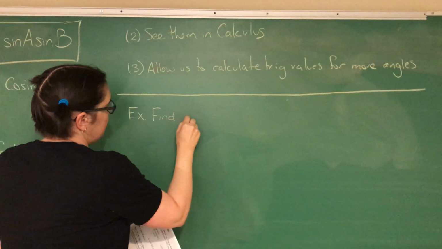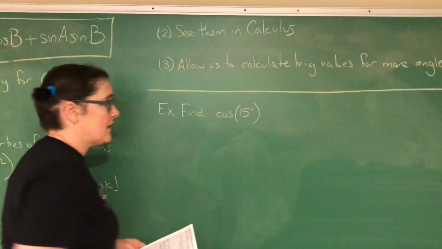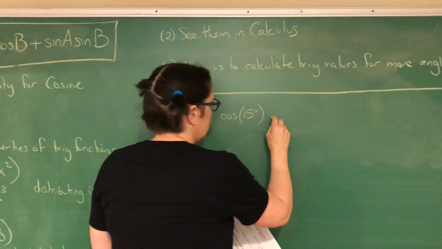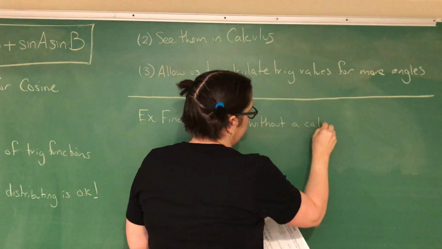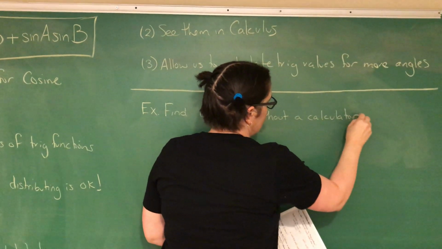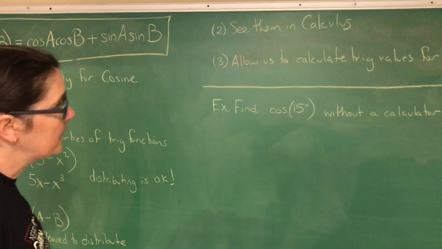So we would like to find a value for cosine of 15 degrees without a calculator. Meaning we're going to find an exact value, and we're going to do this without typing it into the calculator.